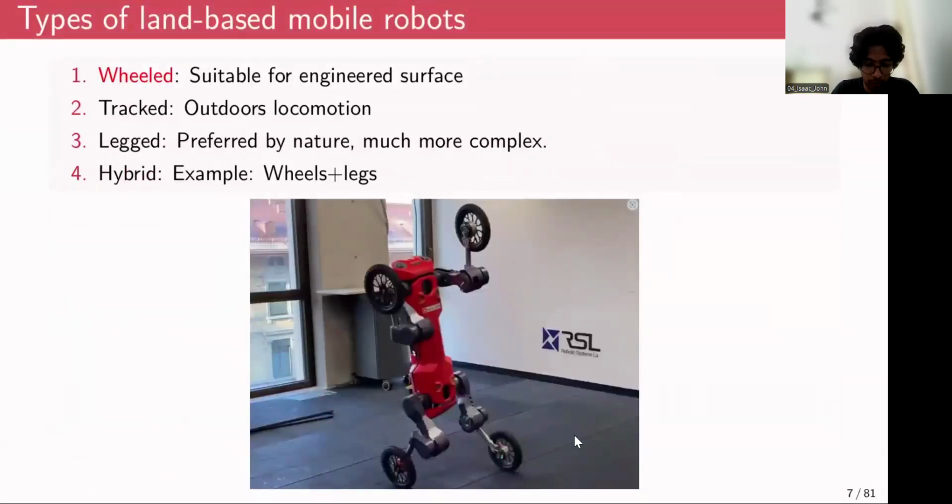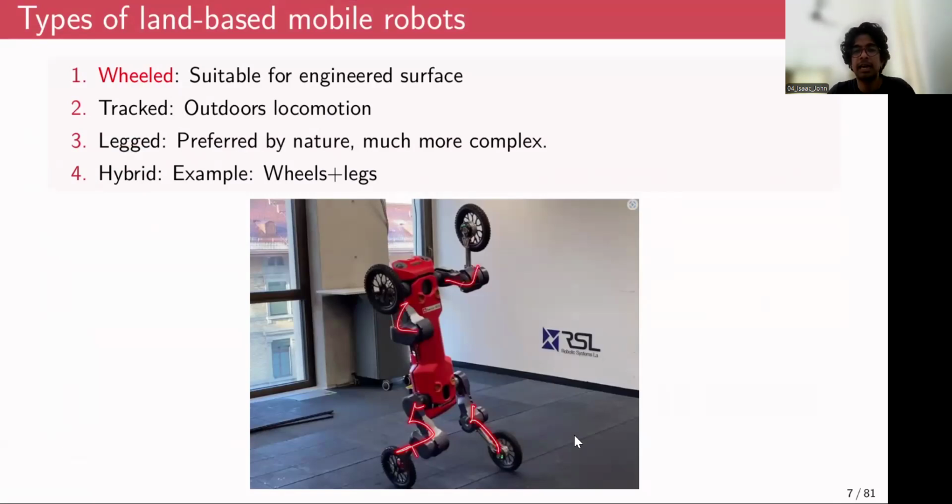It can be a wheeled mobile robot. You can actually have a tracked robot. You can have a legged robot. You can have a hybrid robot. So in this example, what you see is actually a hybrid robot, right? It has legs, four legs like a quadruped.